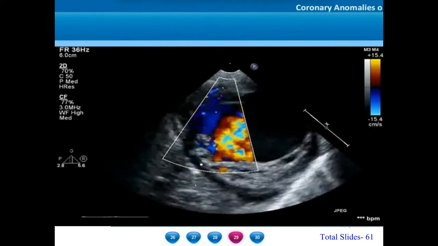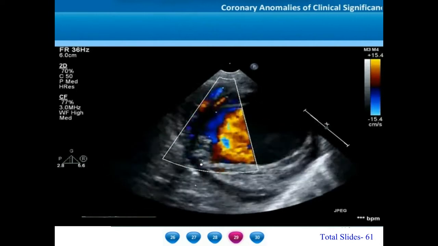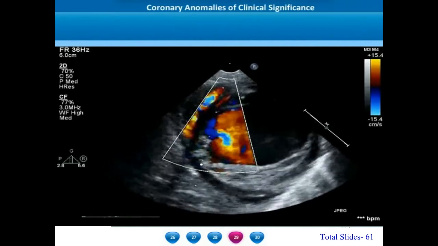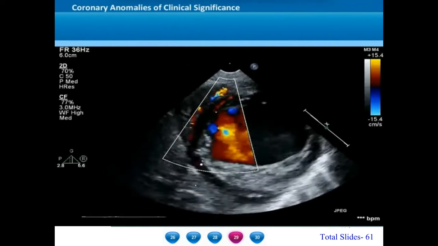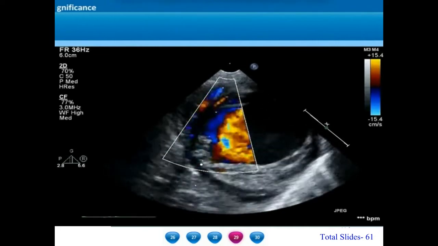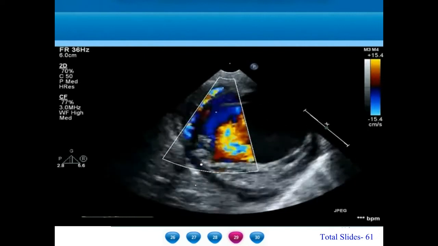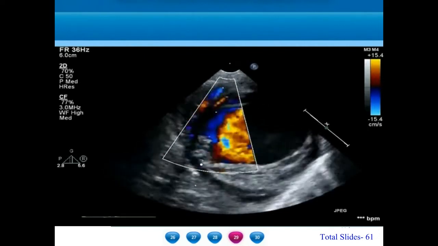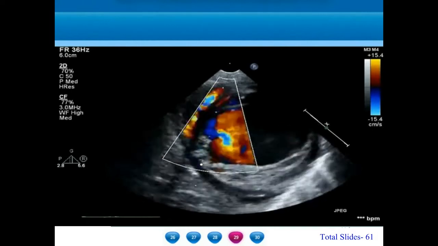In this magnified parasternal short axis view, you can see the myocardial color flow of the septal collaterals taking a red color from the posterior IV groove into the anterior IV groove. This is a classical feature of ALCAPA.